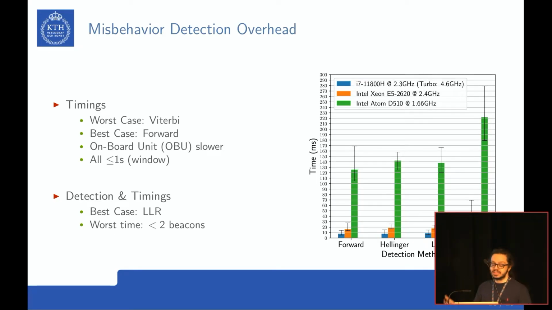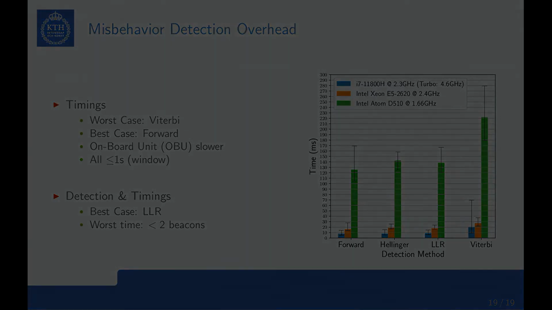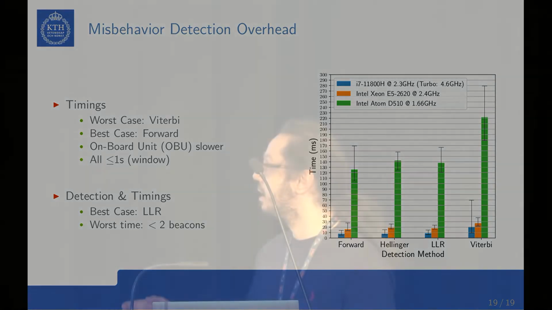So we have the attacks, we have the impact, and then of course we have a defensive mechanism to detect them, but this is a time critical application. So we need to figure out the overhead of our solution. In this case, we tested with three machines. The blue one is the fastest, the most powerful one. But the green one corresponds to an OBU, an onboard unit that we find in smart cars in the last 5 or 6 years.